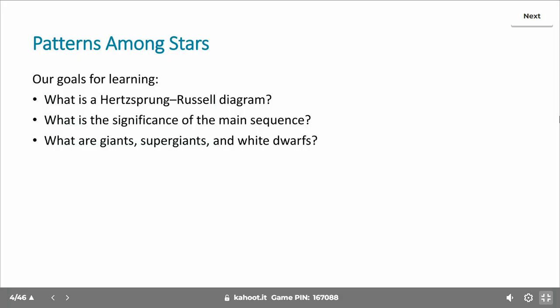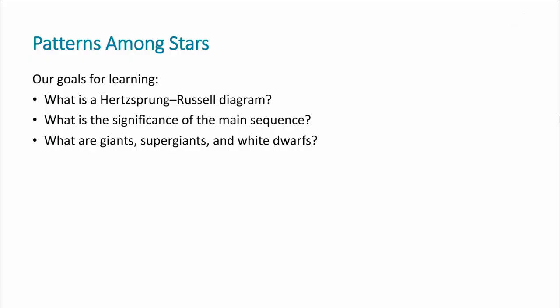Okay, so we're going to talk now about the Hertzsprung-Russell diagram, or HR diagram. And we'll pick out some interesting populations of objects on the HR diagram, and then we'll talk about what the main sequence of stars is.